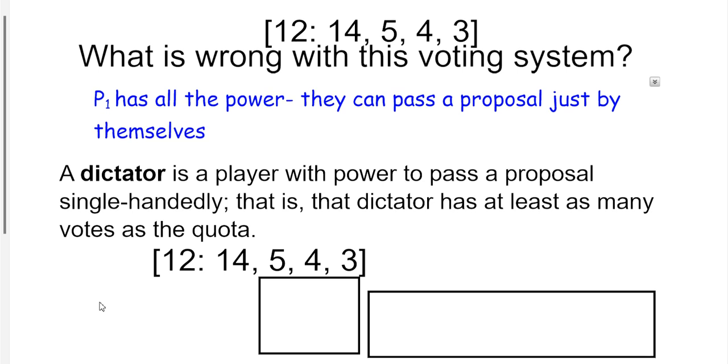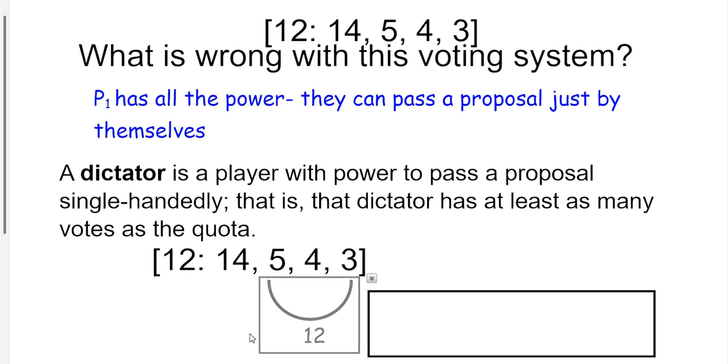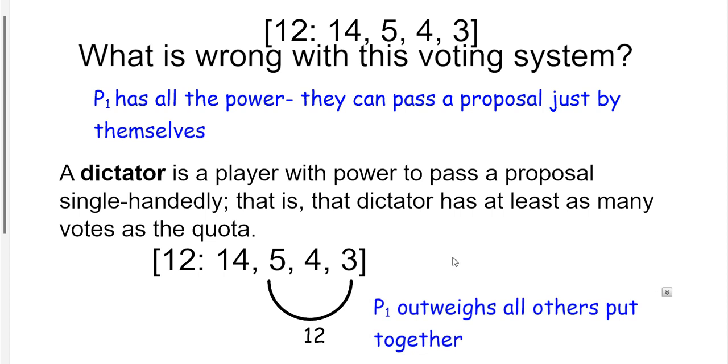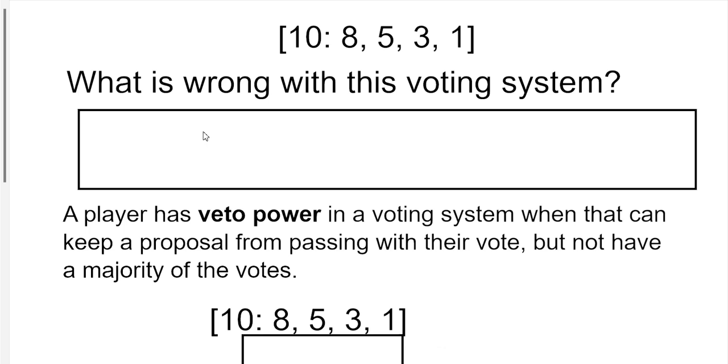Now, just to go a little further, if we add up everyone else's votes, 5 plus 4 plus 3 is 12. They don't even have enough, right? Player 1 outweighs all those others together, okay? So 5 plus 4 plus 3 is still less than 14. Next, we've got a system of 10, 8, 5, 3, 1.